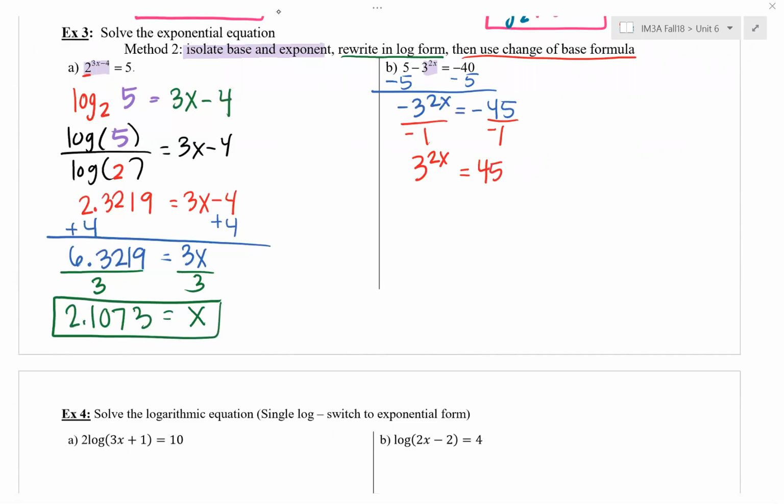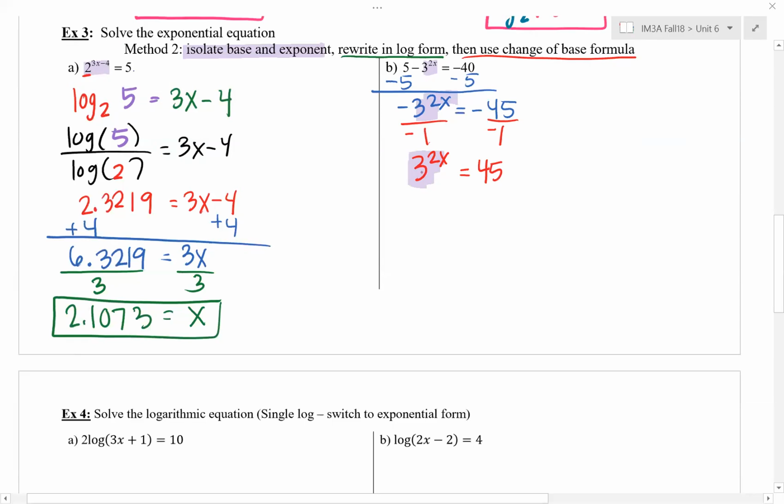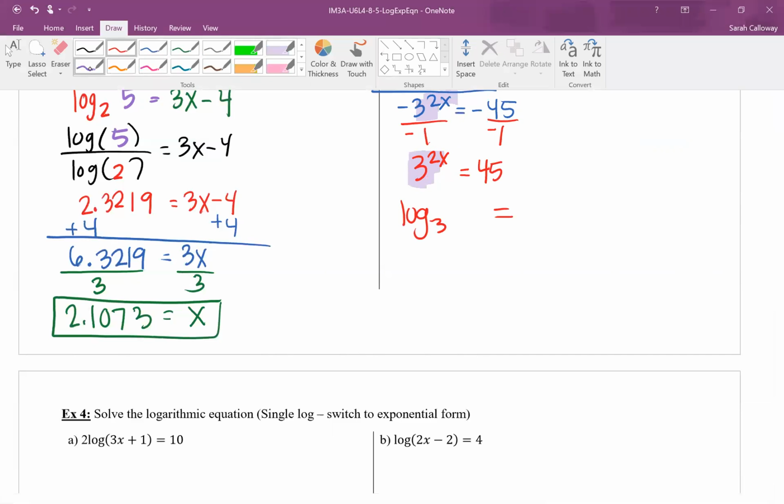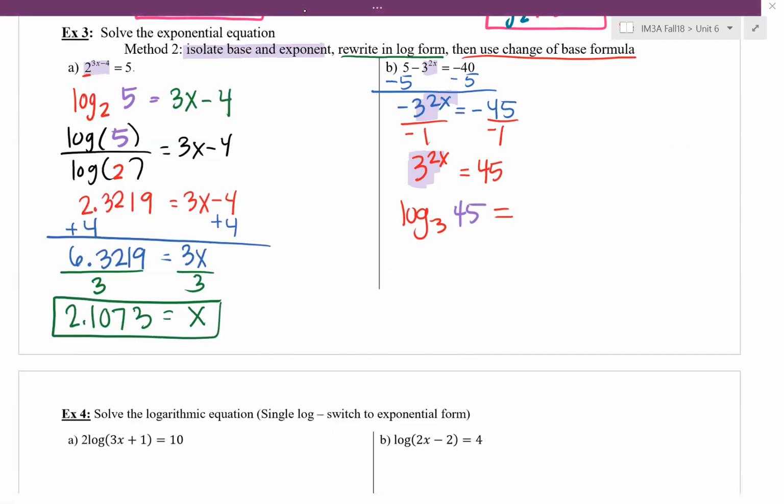Okay. So that's our first step in the process, isolating that guy. So we're done with that. Now we want to rewrite it in log form. Okay, so in log form, we look for the base. Our base is 3. Remember that essentially the 2x and the 45 just switch sides from the equal sign. So 3 to the 2x equals 45 is equivalent to log base 3 of 45 equal to 2x.